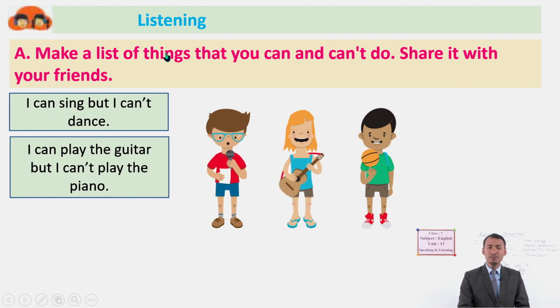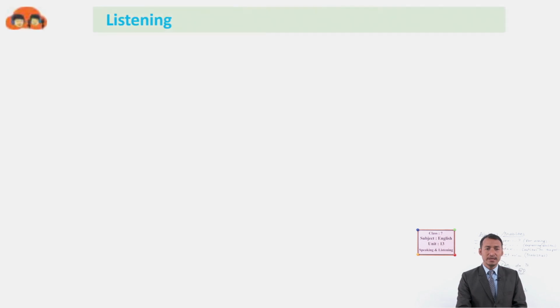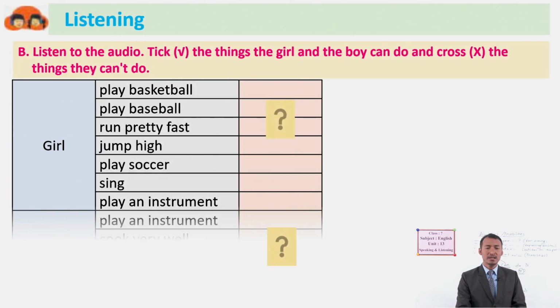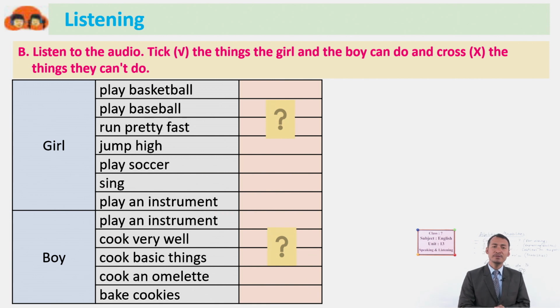Now we are going to move to the listening exercise B. So here let me read it aloud to you. Listen to the audio, tick the things the girl and the boy can do and cross the things that they can't do. For the things that the girl and boy can do, we have to tick it, and if they can't, we have to cross it. Okay, so let's read it aloud. You also please read it.